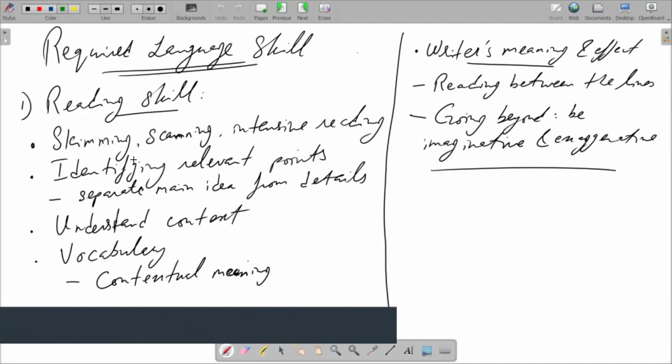Now, what we'll be doing today is going into reading skills. We'll talk about skimming, scanning, and intensive reading, and identifying relevant points, interpreting those from the details, understanding context and contextual meaning as far as vocabulary is concerned. Obviously later on we'll talk about writer's meaning and effect and how to attempt those questions. And what I'll be using are the latest papers available, which are from the October-November 2024 series. So this is going to be a more practical, hands-on learning experience.